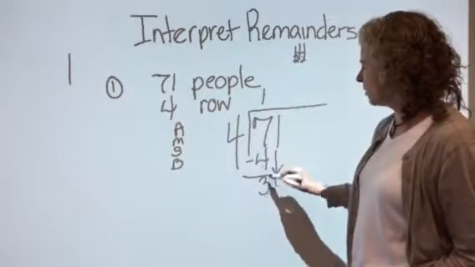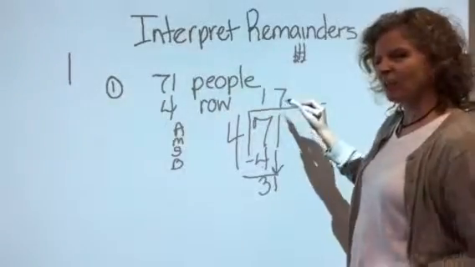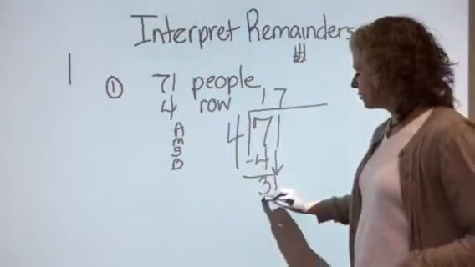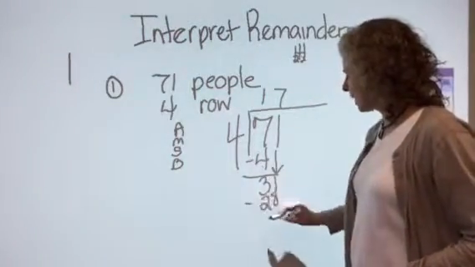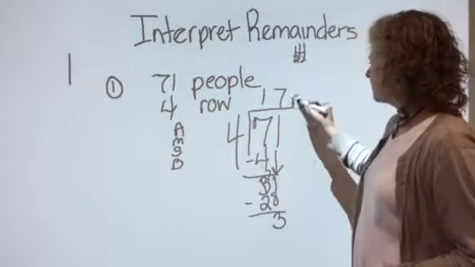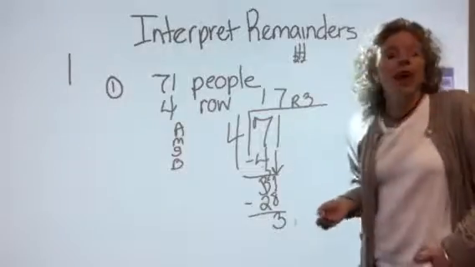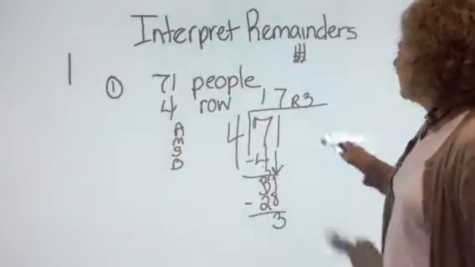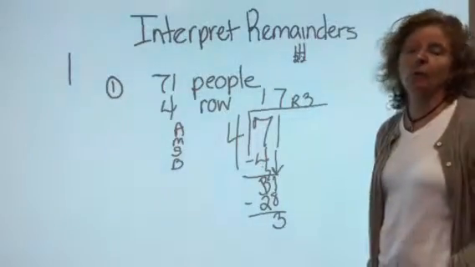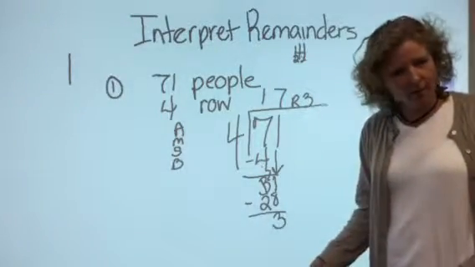How many times does 4 go into 31? I think it's 7. 4, 8, 12, 16, 20. Yeah, 7 times 4 is 28. I'm going to subtract that one, and I get 3. So I was looking for how many rows I will need. Can the answer be 17 remainder 3 rows? Show me a remainder 3 row. Can you do that? No.